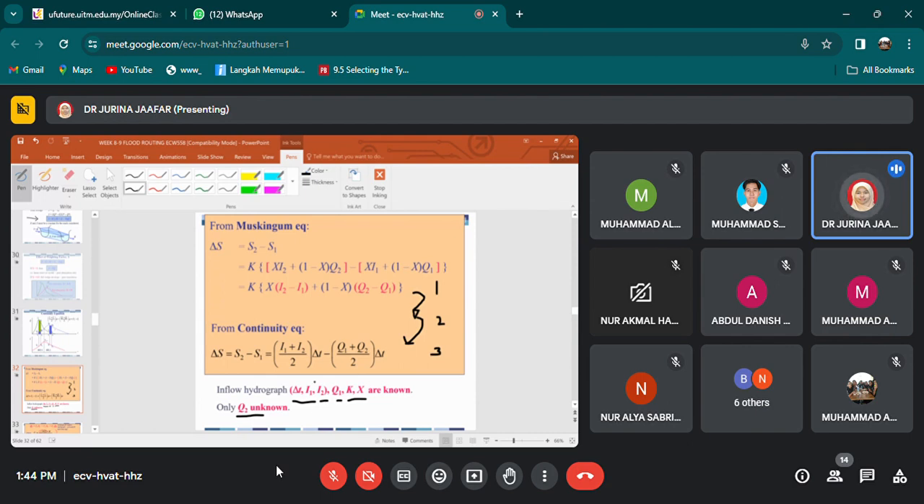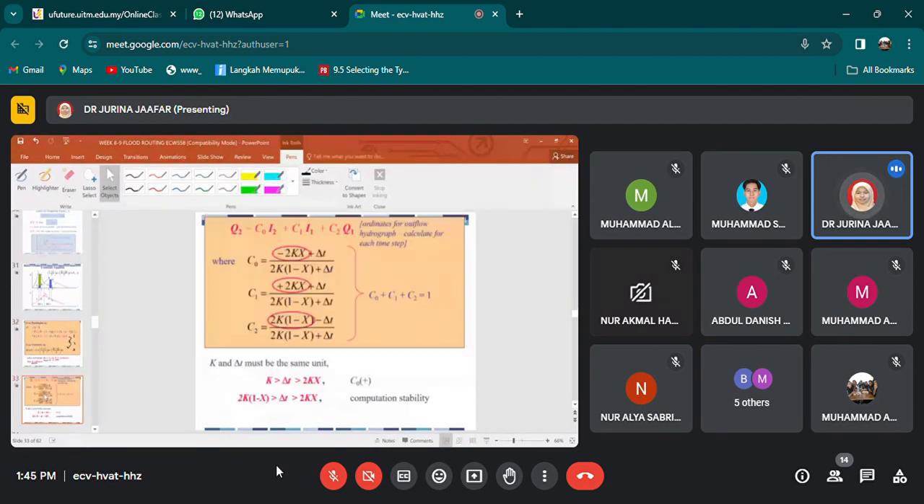So sebelum kita buat routing, untuk approach yang pertama, all those parameter ini kita tahu, K and X is given, then we do the routing. So untuk sungai, bagi mengira the outflow yang step yang kedua, so we use a constant value C node, C1 and C2, which is bila kita campur ni is equal to 1. To calculate outflow 2, kita akan ambil inflow yang kedua, inflow yang pertama dan outflow yang pertama. Okay, this is how the routing lah.